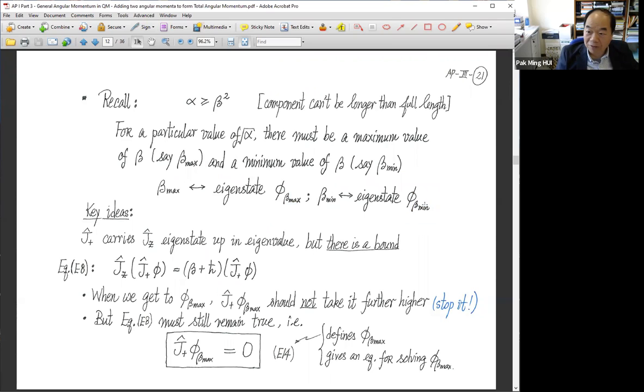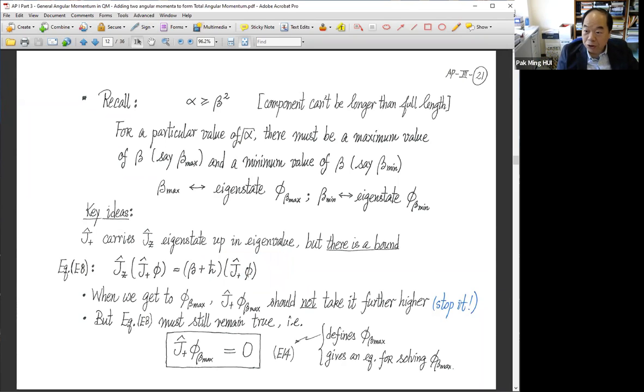How could we stop the action of J plus? Remember, we worked out what J plus does. Okay, so this is how J plus operates on Jz eigenstates. Start with one eigenstate, take it to the next higher one, okay? And this new eigenstate will have an eigenvalue H bar higher, okay?